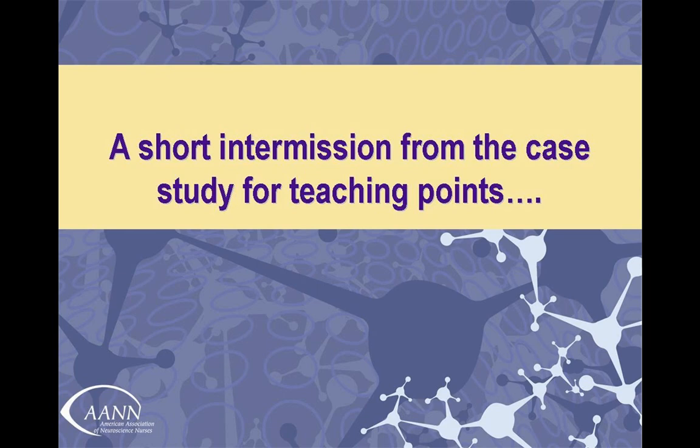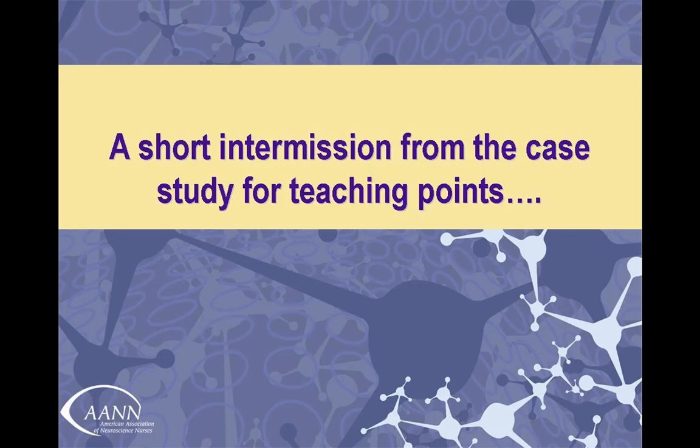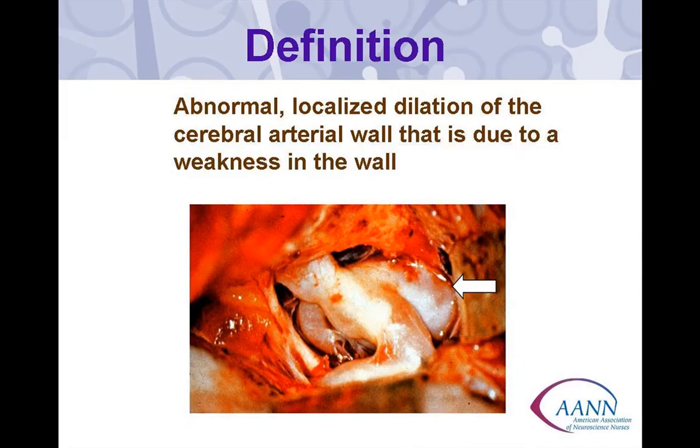Just a little short intermission from the case study for some teaching points. An aneurysm is an abnormal localized dilatation of the cerebral arterial wall. That is due to a weakness in the wall. And we can see a great operative picture here of the parent vessel and the aneurysm coming off of that. The aneurysm can then rupture at its weakest point, called the nidus.